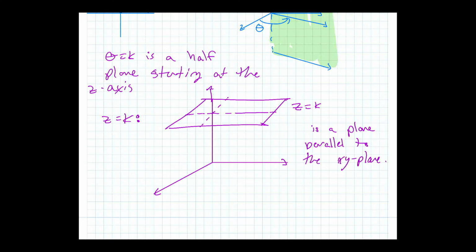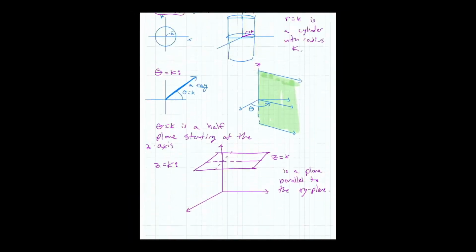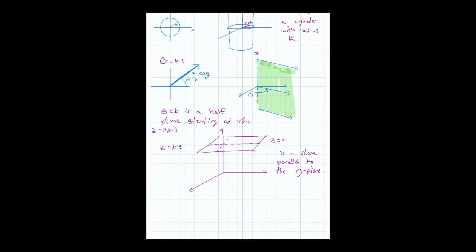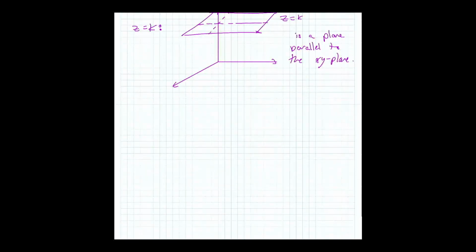Okay. So those are the three shapes that you can get for r equals a constant, theta equals a constant, z equals a constant. Let me put in the picture of those somewhere.